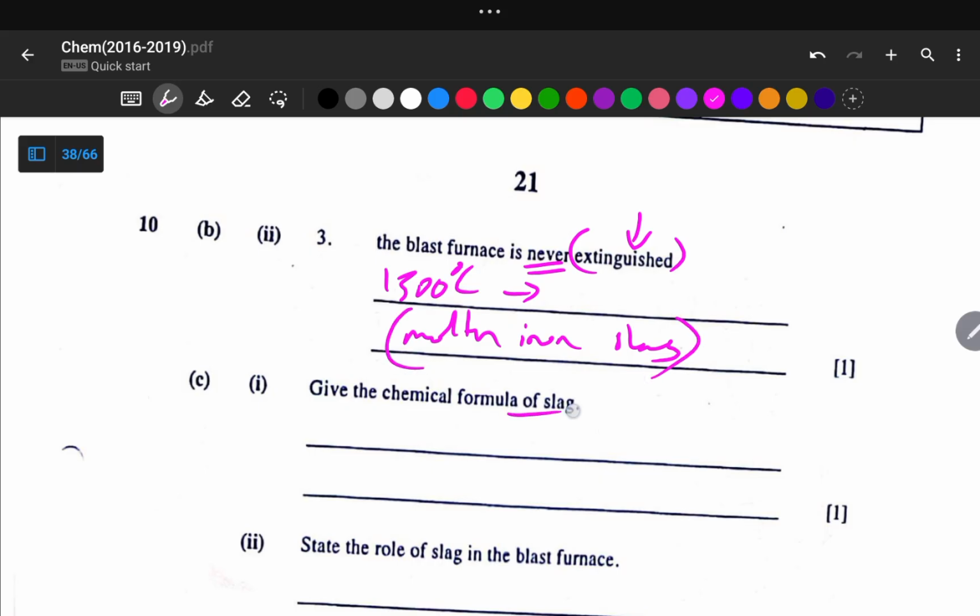And then I'll give the chemical formula for slag. Slag is formed between calcium oxide plus silicon dioxide. So we are simply going to have calcium silicate, and we are done.